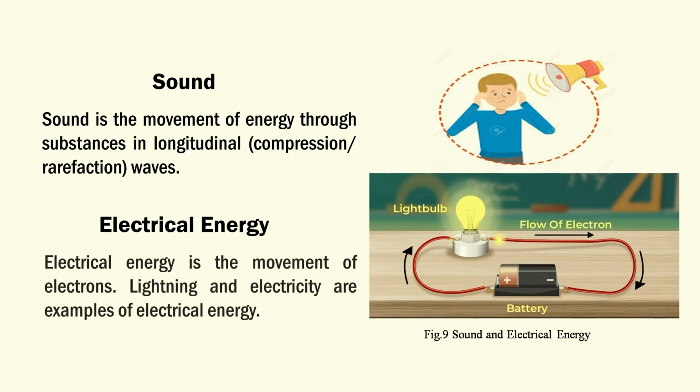This energy is supplied by a combination of current and electrical potential that is delivered by a circuit. Electrical energy is the movement of electrons. Lightning and electricity are examples of electrical energy.